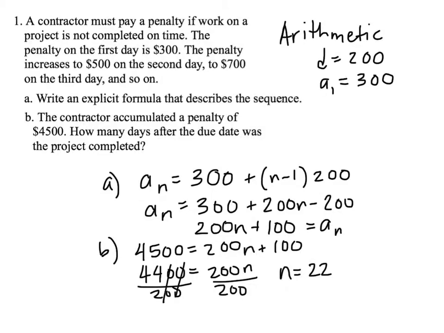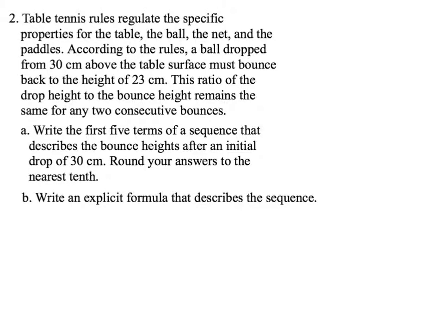Let's look at the next one. Table tennis rules regulate the specific properties for the table, the ball, the net, and the paddles. According to the rules, a ball dropped from 30 centimeters above the table surface must bounce back to the height of 23 centimeters. This ratio of the drop height to the bounce height remains the same for any 2 consecutive bounces. Write the first 5 terms of a sequence that describes the bounce heights after an initial drop of 30 centimeters. Round your answers to the nearest tenth.